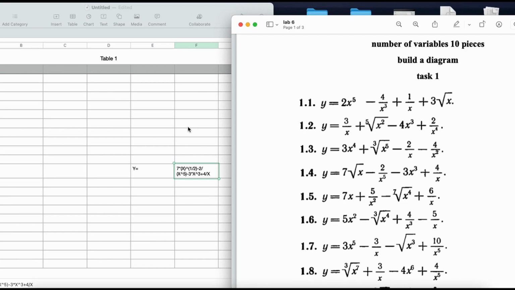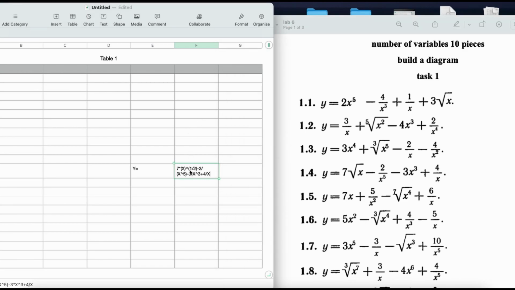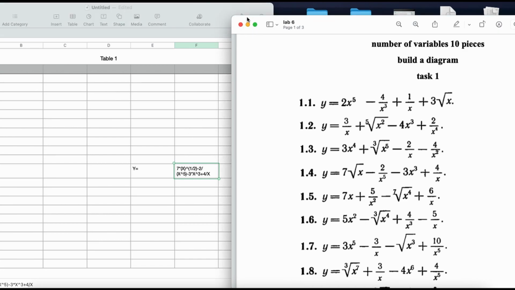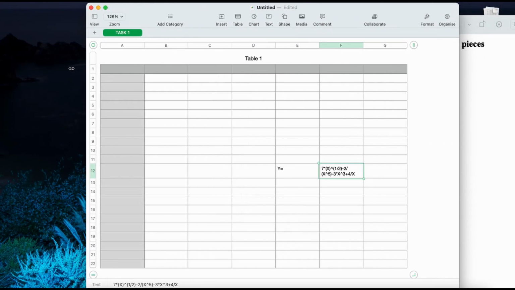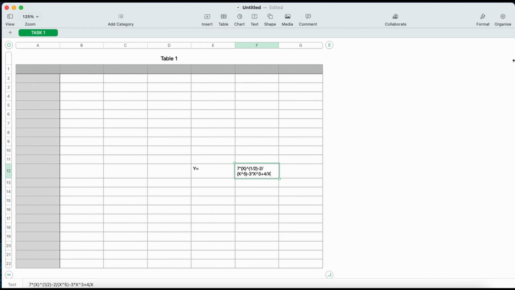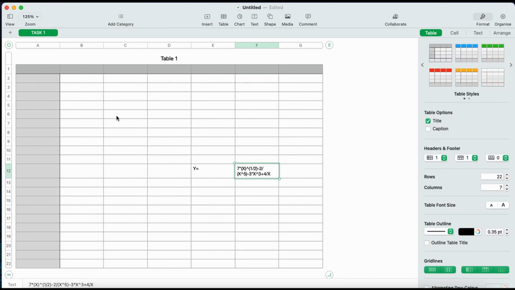So we have taken this formula in this form, which we are going to use in Excel. So here we are inserting the x-axis, and in the y-axis, 1, 2, 3, 4, 5, 6, 7, 8, 9 and 10. We will work up to 10 variables, from 1 to 10.